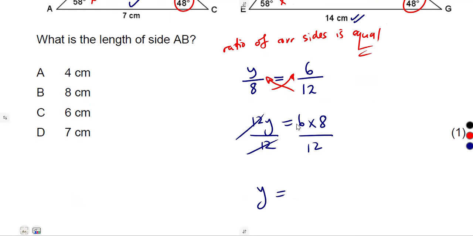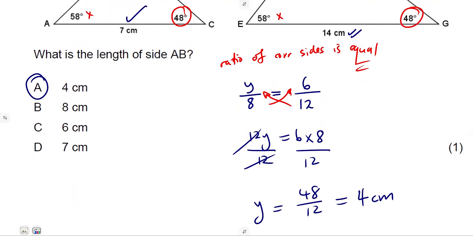So y is going to be 6 times 8, the product of these two. Then divide, or you can even just reduce. It's going to be 48 over 12, which is 4. So that's 4 centimeters, which is option A. Like I said, answering this question is in your hands.